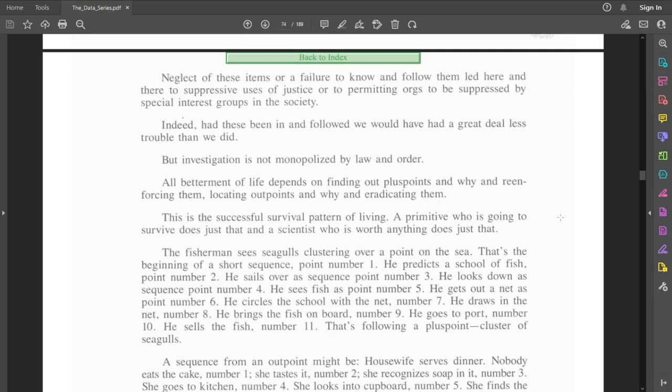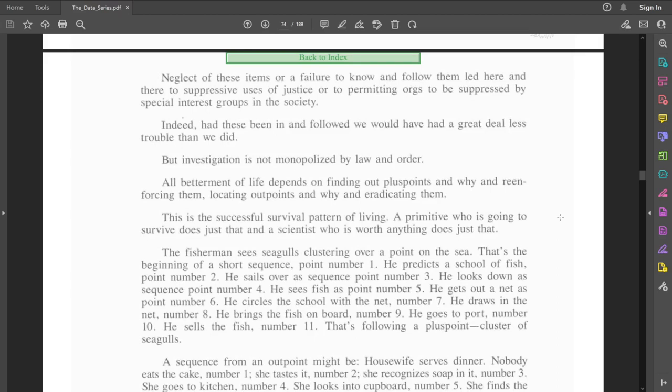All betterment of life depends on finding out plus points and why and reinforcing them, locating out points and why and eradicating them. This is the successful survival pattern of living. A primitive who is going to survive does just that, and a scientist who is worth anything does just that.